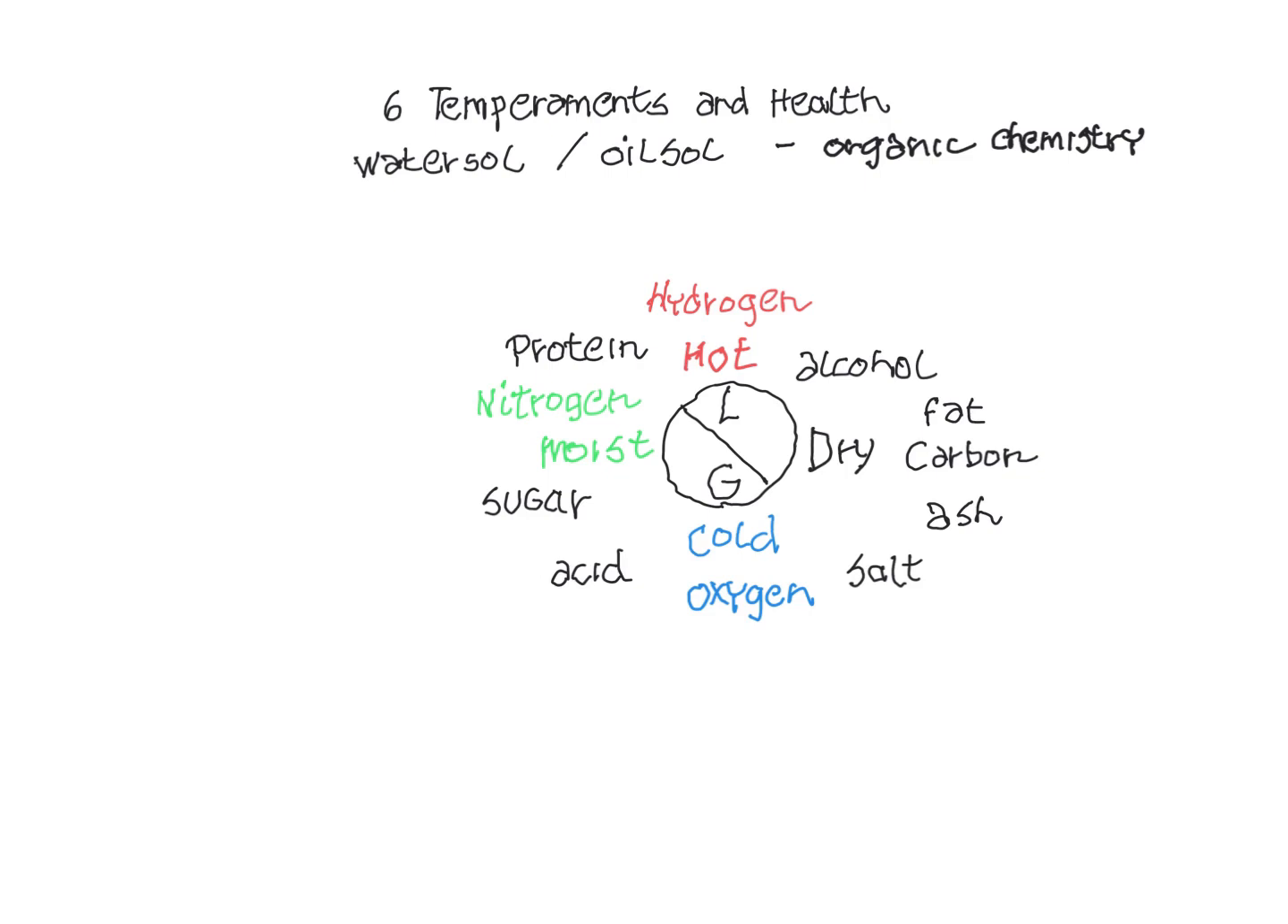Cold and moist substances, sugars, acids, salts, are water-soluble. Proteins, alcohols, fats, they tend to be oil-soluble. That's not restrictive in any way because there are a lot of things across the border. But in general, cold and moist is water-soluble, hot and dry is oil-soluble. We'll look at them in detail in the future.